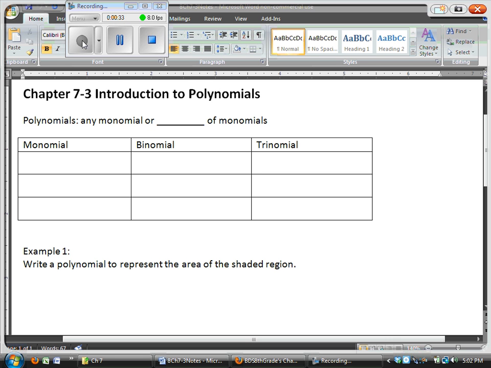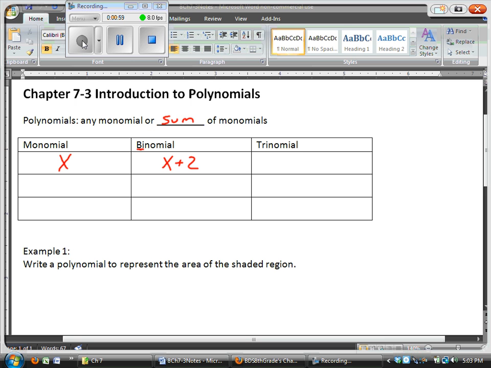So we first have to define what a polynomial is. It's any monomial or sum of monomials. So several monomials added together. We'll do a couple examples here so you can see a monomial is just something like x, one variable. A binomial, which is a form of polynomial, has two nomials, hence the term binomial.